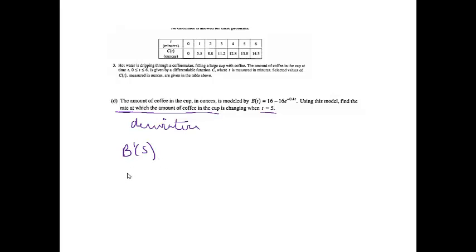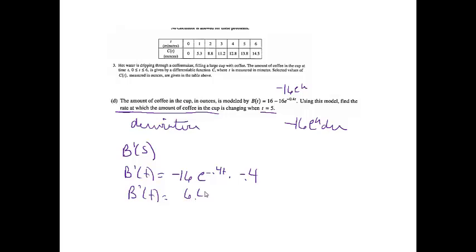And so first of all, we don't get to use our calculator this time, so I first of all need to find b prime of t. So if I find the derivative of this, the derivative of 16 is just 0. And then the derivative of this would actually be negative 16e to the u. The derivative of negative 16e to the u would be negative 16e to the u times du. Du, the derivative of negative 0.4t, is just negative 0.4.